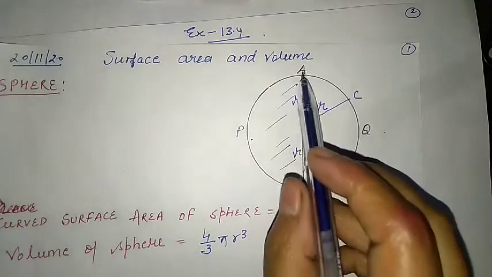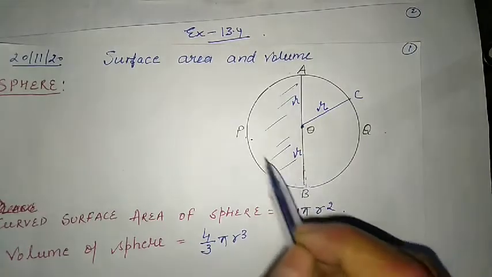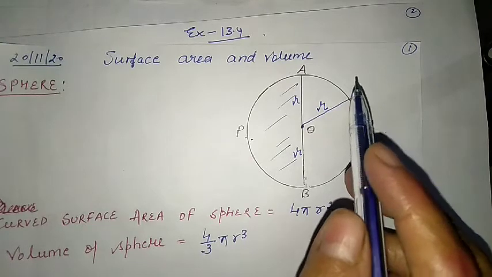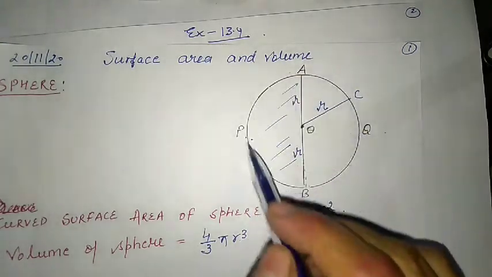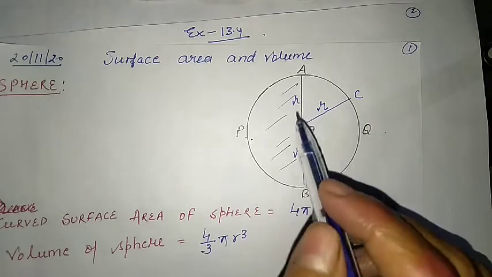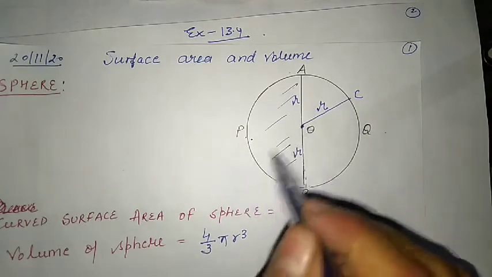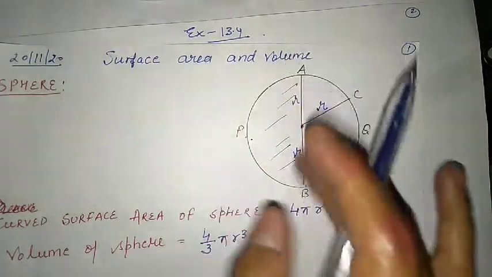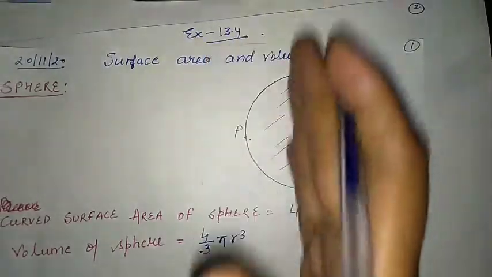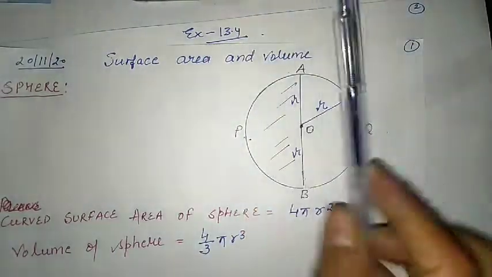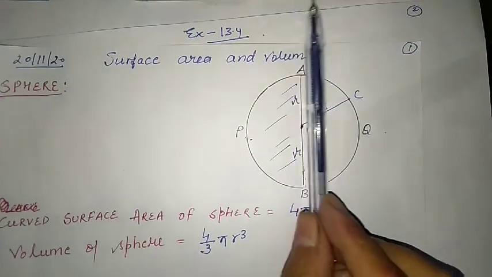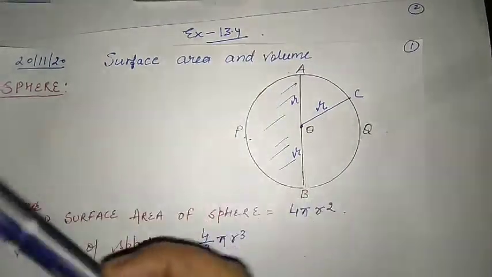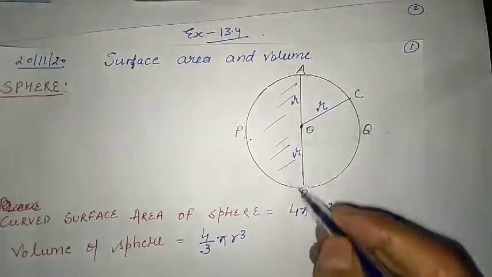So when the semicircle APB is rotated about its diameter, the curved surface of the sphere is generated. Any plane passing through a diameter divides the sphere into two equal parts. Suppose this is a plane; if it passes through the diameter, it will divide the sphere into two equal parts. Each part is known as a hemisphere.